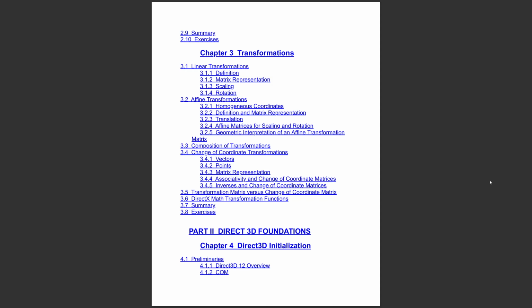We're talking about homogeneous coordinates, and I'm not quite sure what that means. I think homogeneous coordinates are going to be the coordinates that correspond both with what we're drawing as well as the screen coordinates. I'm not quite sure. And then we have the definition and matrix representation. We have translation, affine matrices for scaling and rotation, and the geometric interpretation of affine transformation matrix.